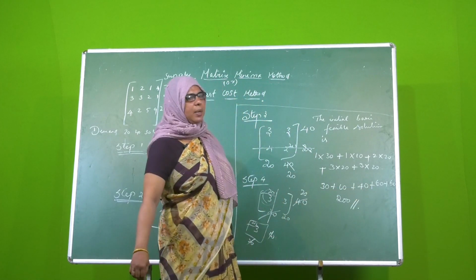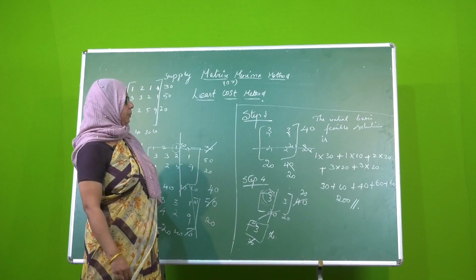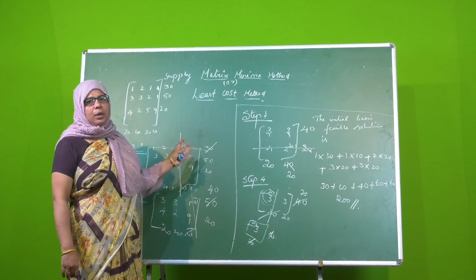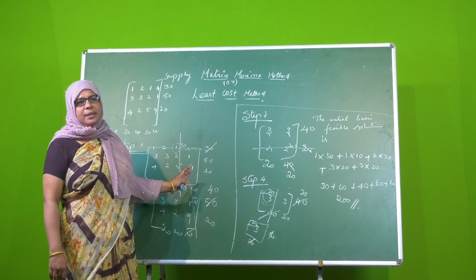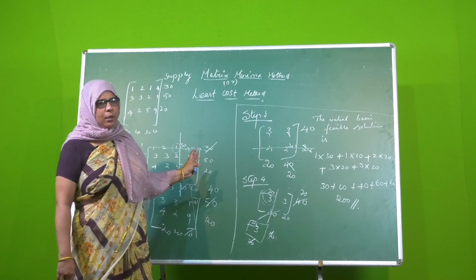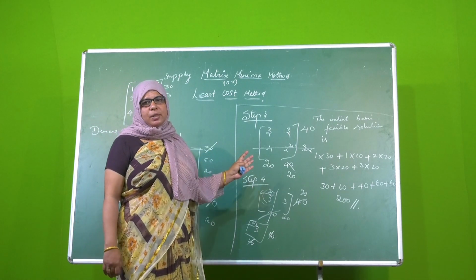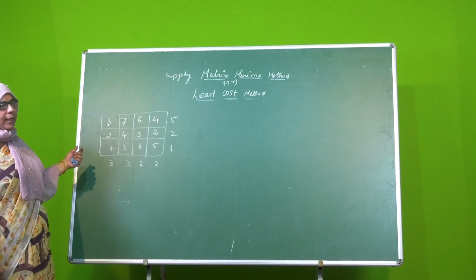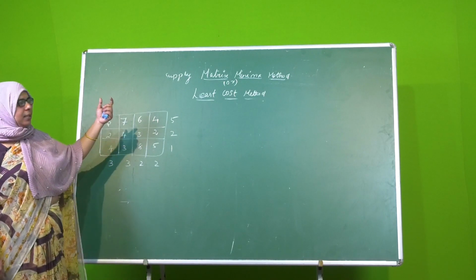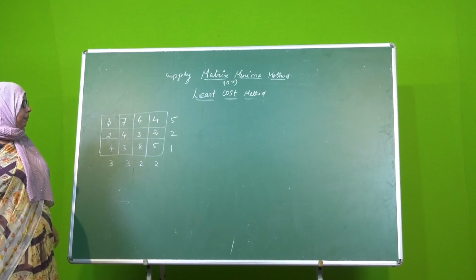200 is the initial basic feasible solution. Now we will see another example for the initial basic feasible solution, to find it using the least cost method. Let us see another example in this method, that is the least cost method or matrix minima method.